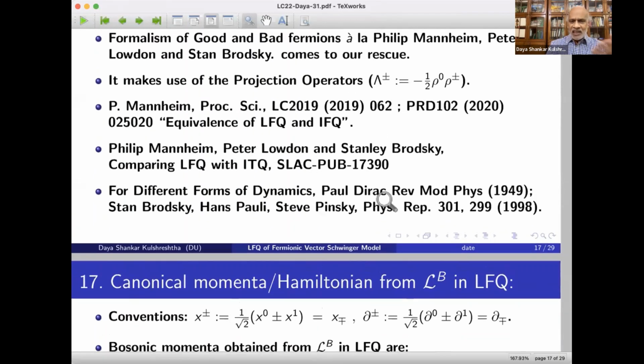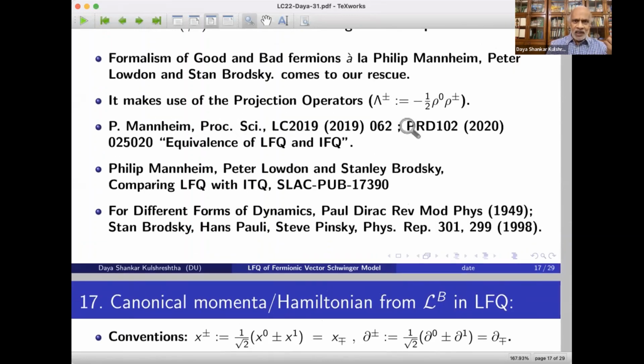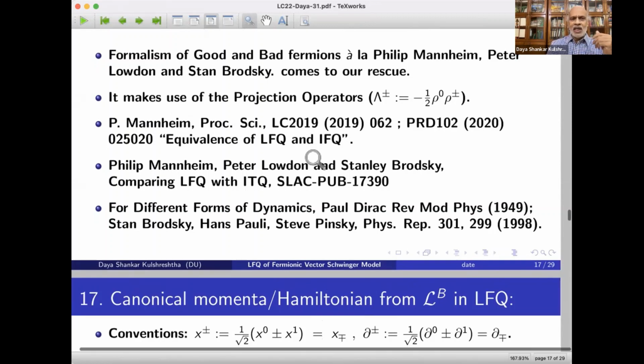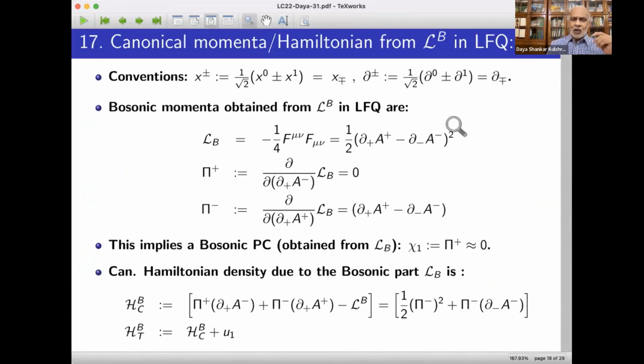This, I think, is a different paper. This talks about the different forms of dynamics. So I have quoted here the PRD paper. Good. So these three papers for me are very, very crucial. Otherwise, my calculation would collapse. So I go to the conventions x plus minus equal to this, and del plus minus equal to this.